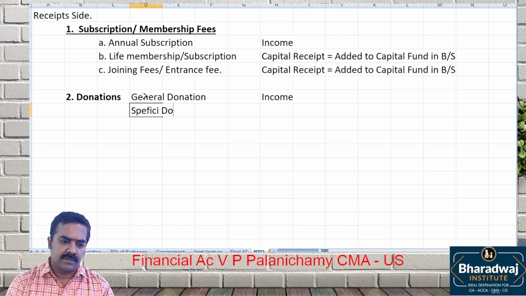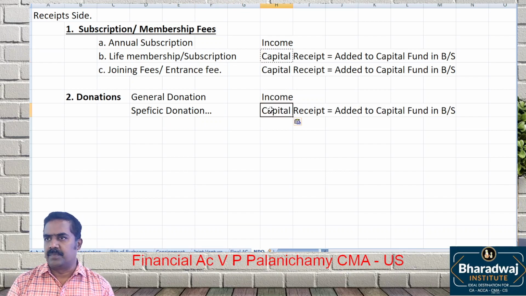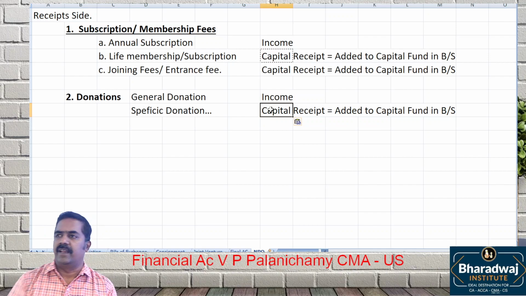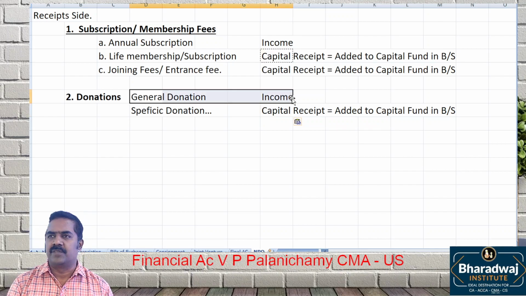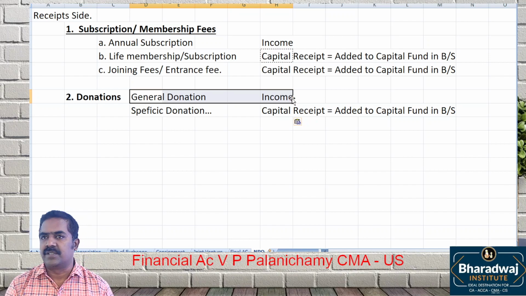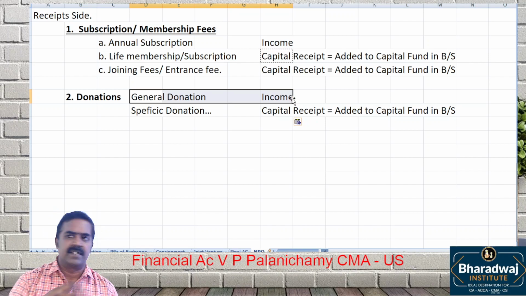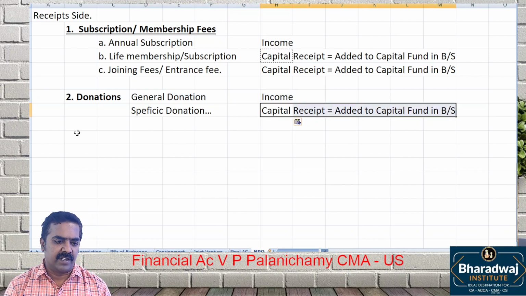Specific donation, like construction of a building, etc. It will be taken as which one? Capital receipt. Like a person donated to construct a building, or a billiards court, or sports utilities. That will become which one? Capital receipt. Every year general receipts under donation, for example orphanage people give money for food. That is which one? Income. With that income only they survive. Clear? Suppose any specific donation is received for construction of rooms or beds or facilities, that is called which one? Capital receipt. That will be added to which one? Capital fund in the balance sheet.